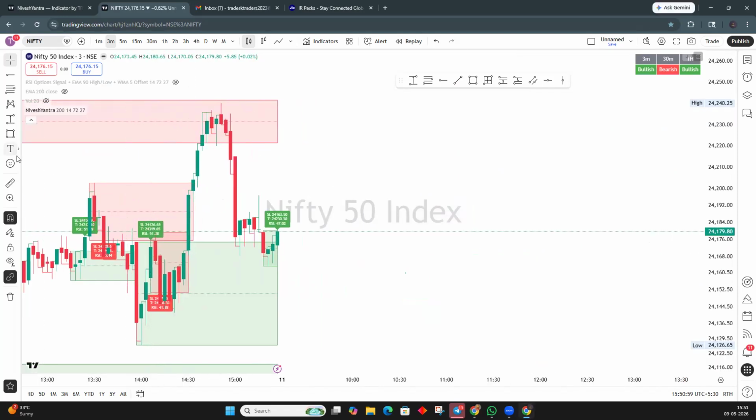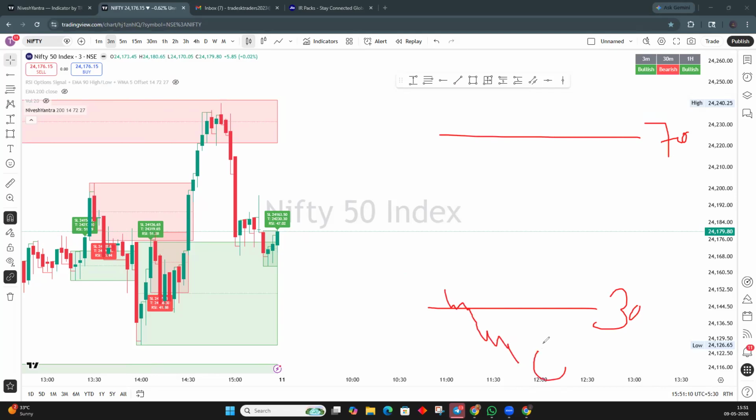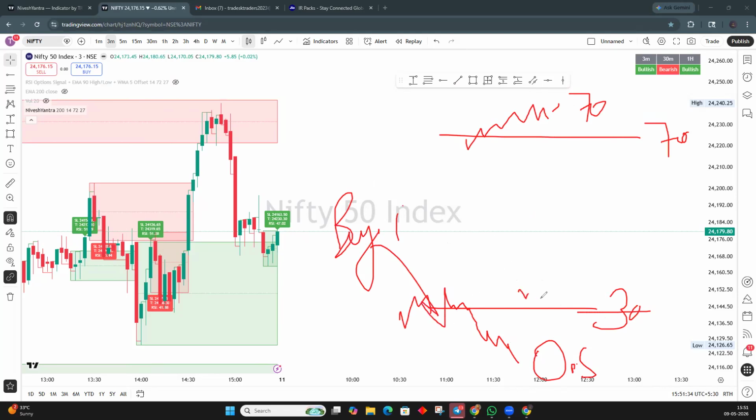RSI is a strength indicator with two numbers. Suppose this is 70 and this is 30. If the market goes below the RSI of 30, this is an oversold condition where we should not place any selling trade. And if the market goes above 70, we should not place any buying orders. So always wait for the market to go below, as we always say buy in dip. So this is a buy in dip area, where the RSI is at lower levels, and this is a sell on rise.